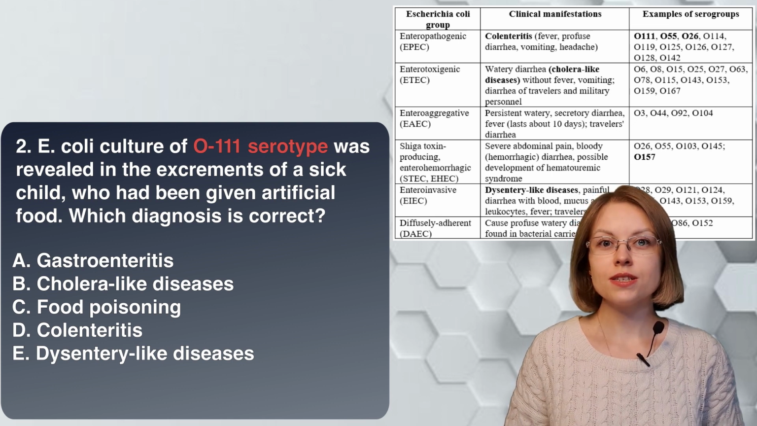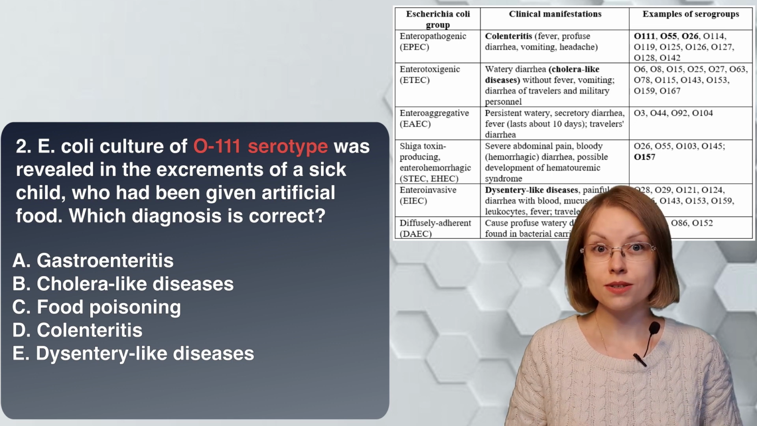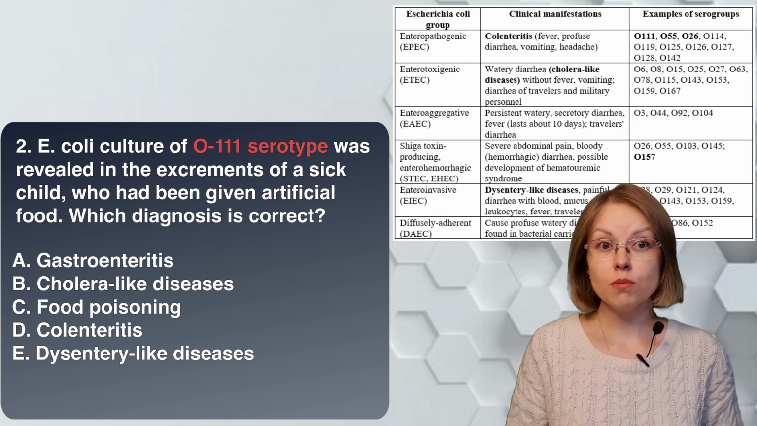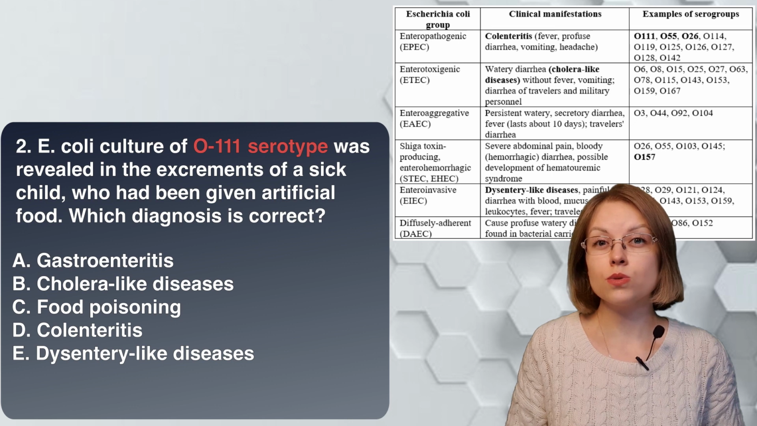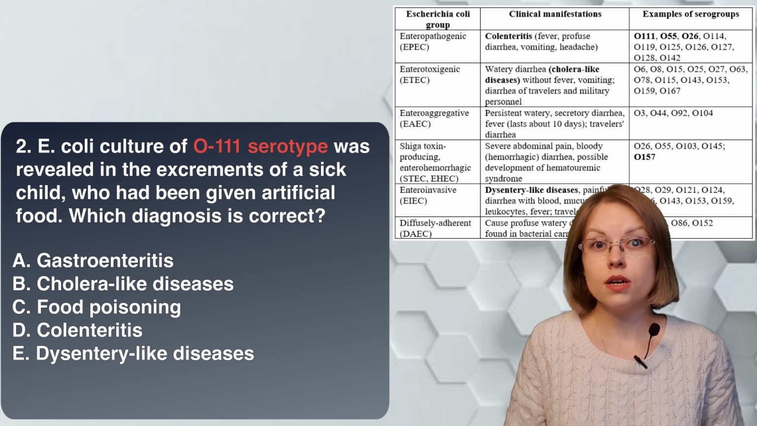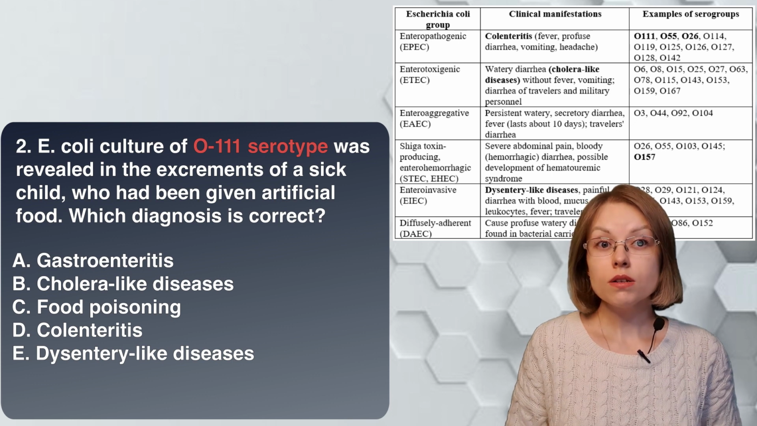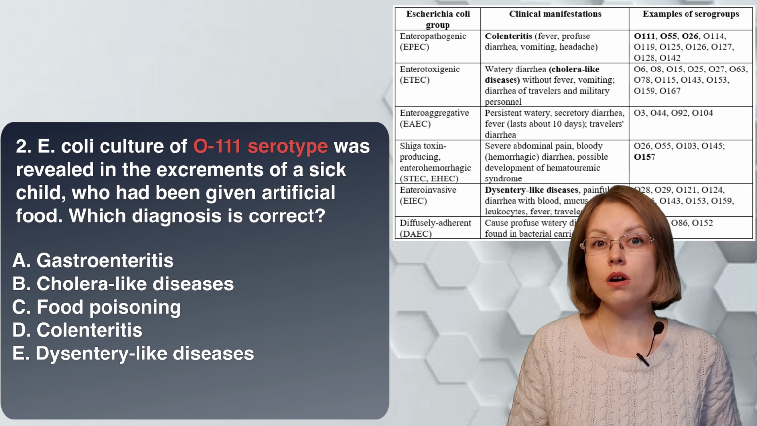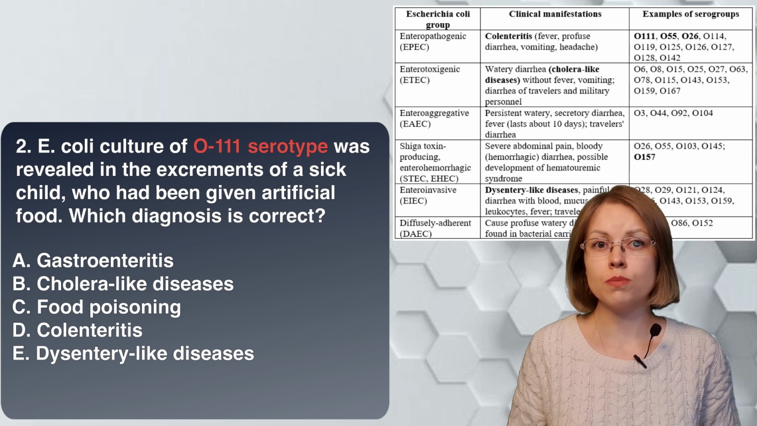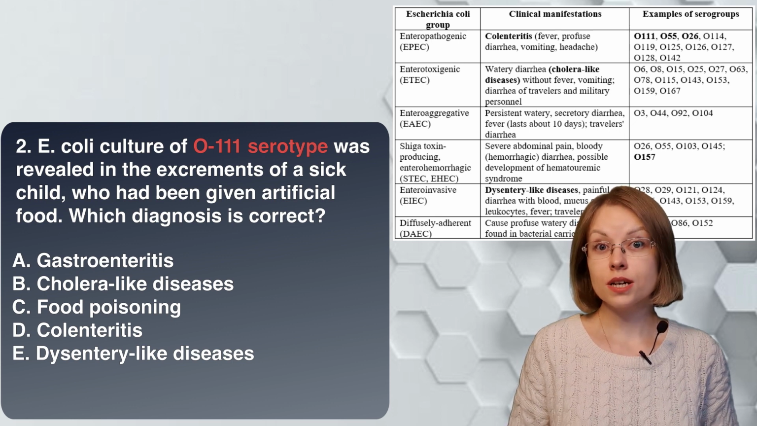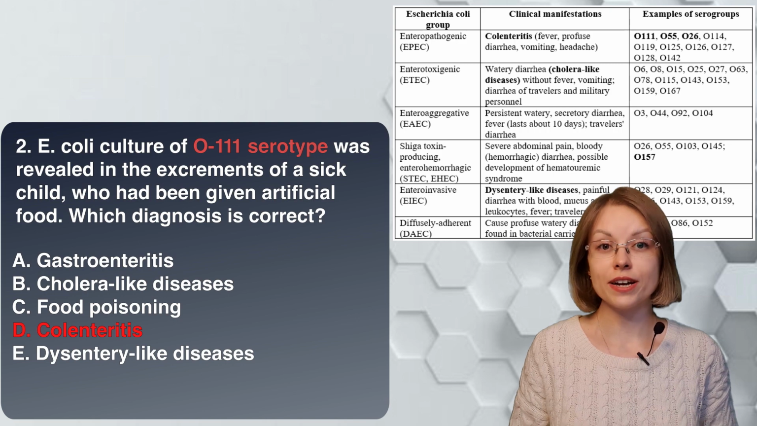Their pathogen is transmitted to humans by the fecal-oral mechanism, and children can mostly become infected through food or water, especially those who are artificially fed. Other diseases represented in the distractors are caused by either other pathogens or other Escherichia coli serogroups. Therefore, the correct answer is D, cholienteritis.